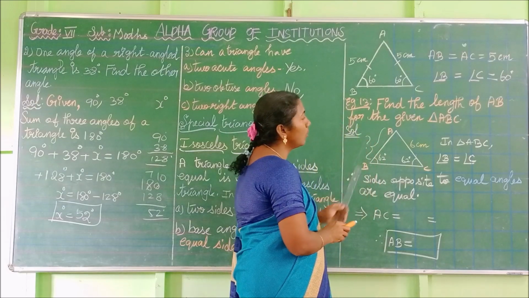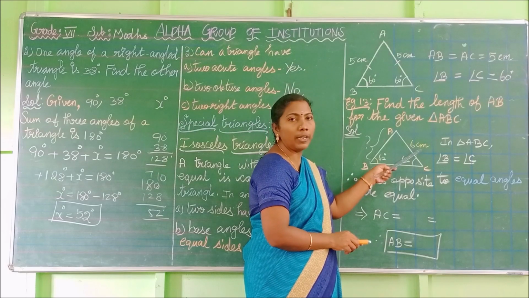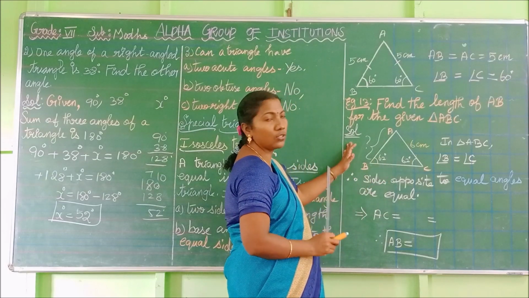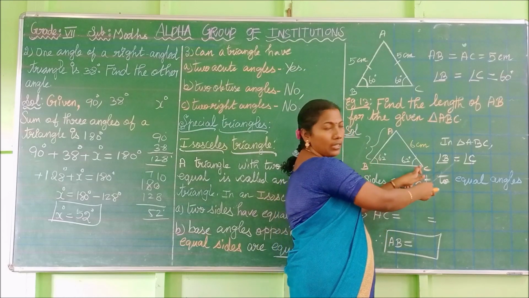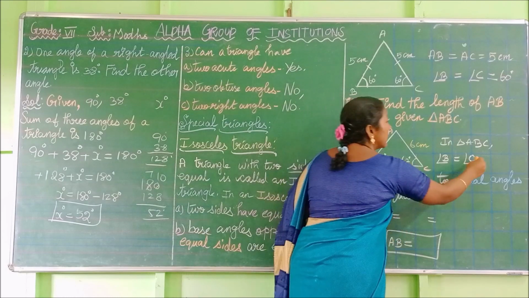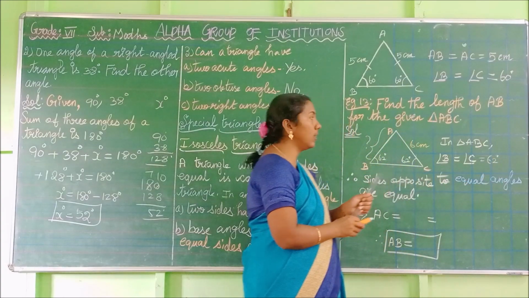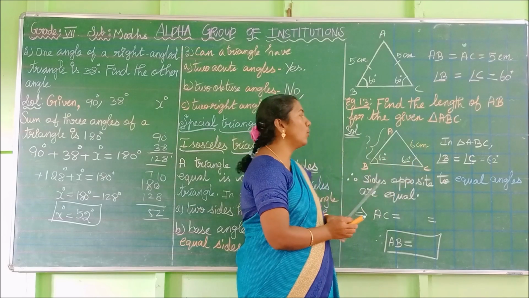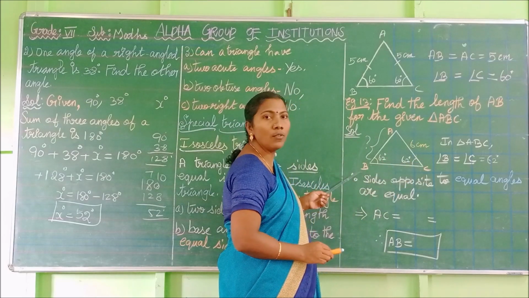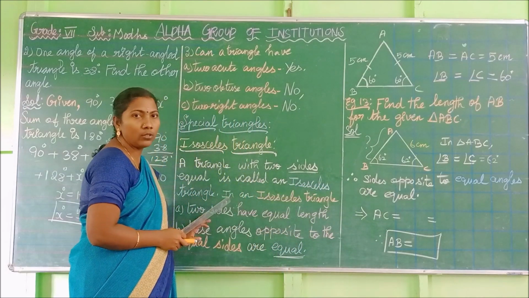Okay. And also what are the data given in the question? AC equal to 6 centimeters. So these are the data given in the question. In the triangle ABC, angle B equal to angle C, which is equal to 62 degree. This is the one data, and another data is AC equal to 6 centimeter. What we have to find? We have to find the measurement of AB. For that, we are going to use the property of isosceles triangle.